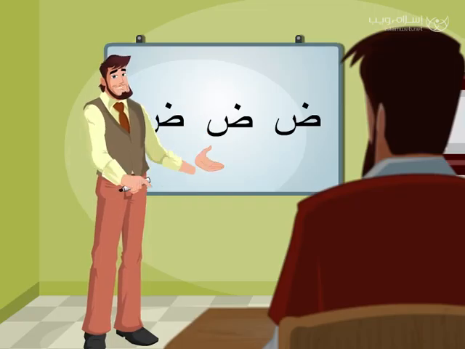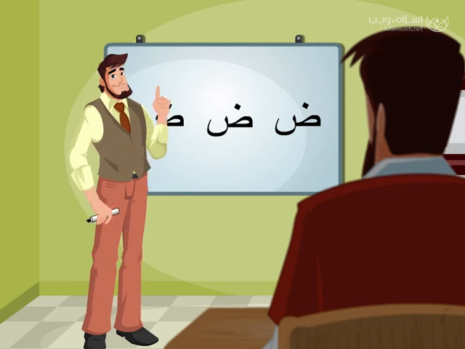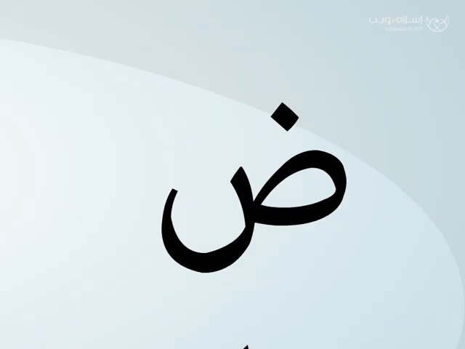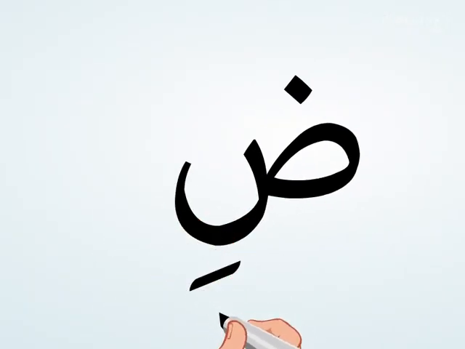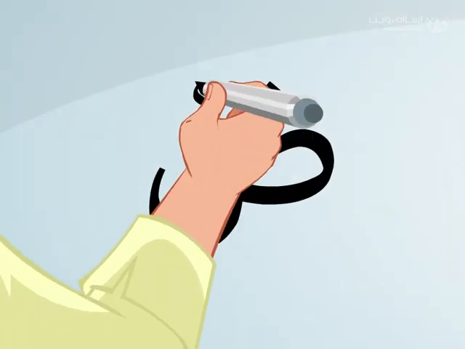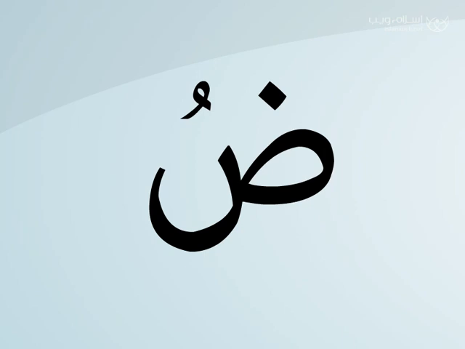How to pronounce the letters with short vowels. Fath, Kasr, and Dam. ضا. ضي. ضو.